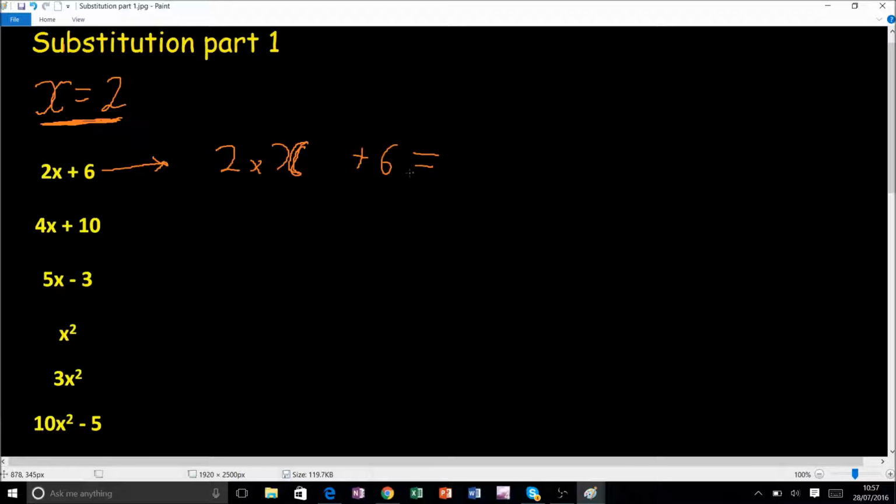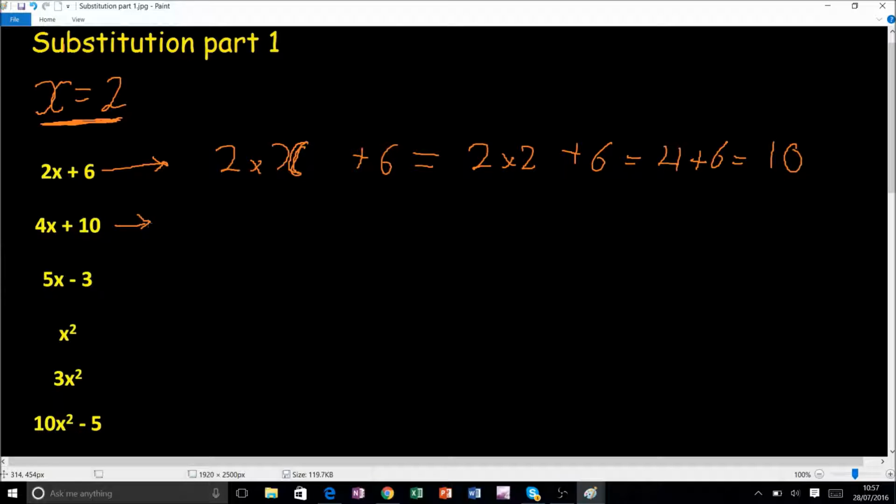So let's just put it down. 2 times x, and our x value is 2. So 2 times 2 plus 6. 2 times 2 is going to give us what? 4. And we're going to add 6 to it, which is 10.